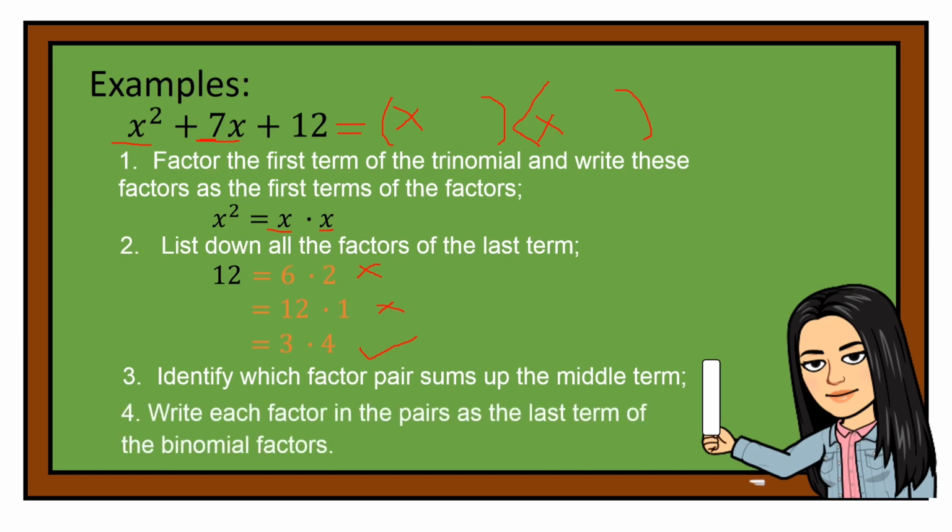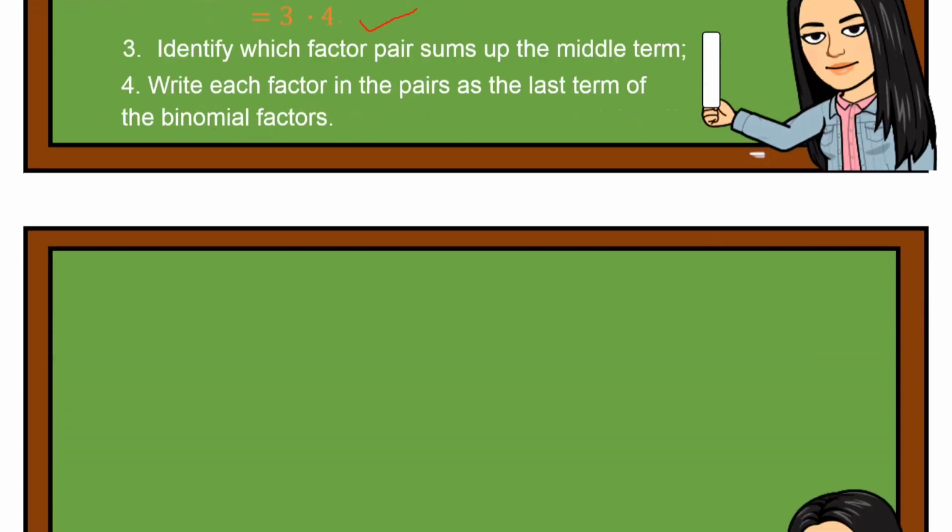And then following the last step, write each factor in the pairs as the last term of the binomial factors. Since 3 plus 4 is equal to 7, sila na yung ilalagay natin as the last term of our factors. So we have x plus 3 times the quantity x plus 4. Okay.